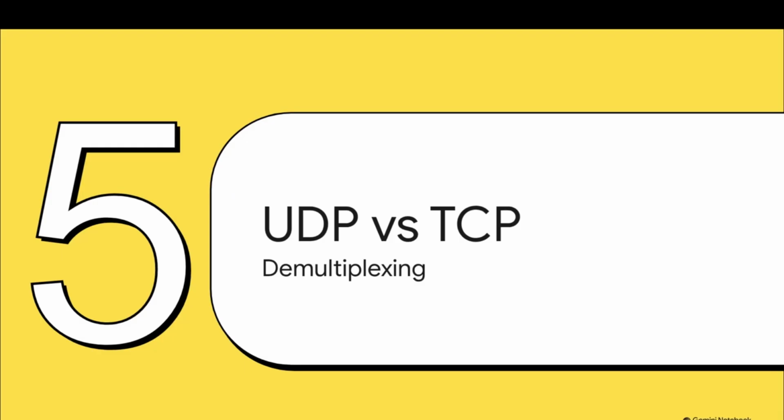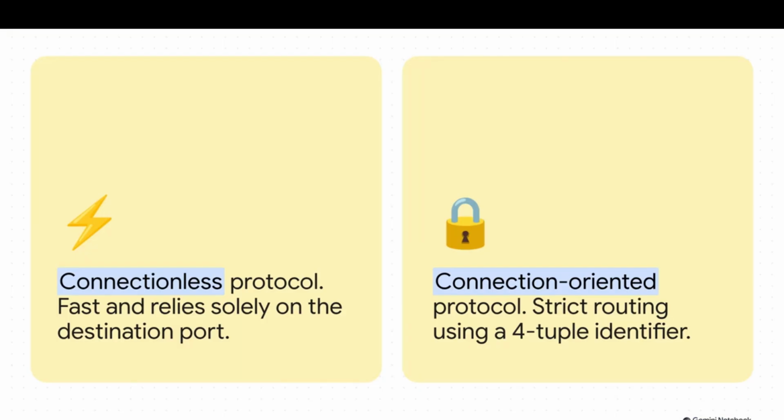And that leads us to our final section, Section 5, UDP versus TCP demultiplexing. Out on the wild internet, your data is primarily transported using one of two main protocols. First up, we have UDP. UDP is connectionless, which basically means it's incredibly fast, very simple, and honestly a bit loose. When a UDP packet arrives, your computer looks at just one single thing, the destination port number. If the packet says it's for port 5000, the computer just drops it right into the socket for port 5000.